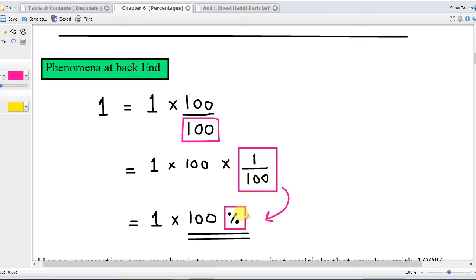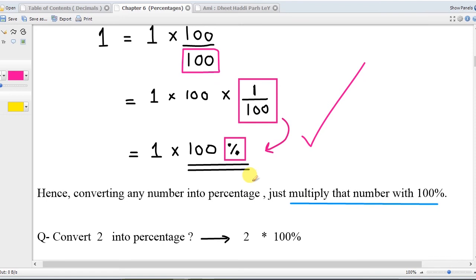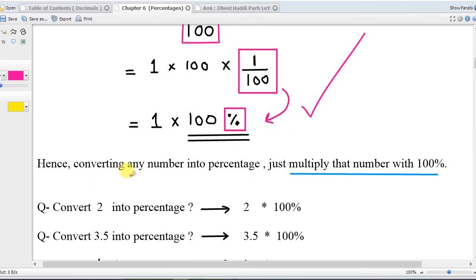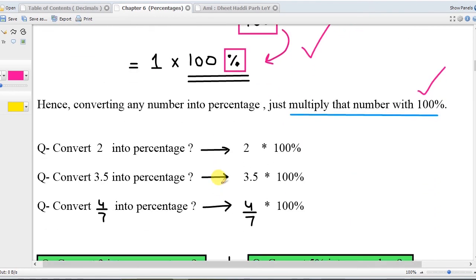So this is the reason why whenever we convert any number into a percentage, we always multiply it by 100%. I hope you have got the concept now. So hence, to convert any number into a percentage, simply multiply that number by 100%. This is the reason behind it, right?